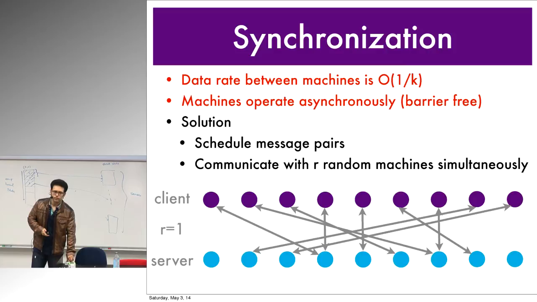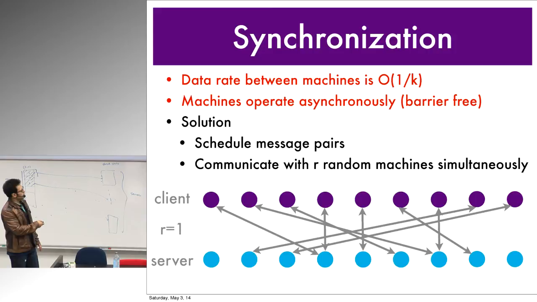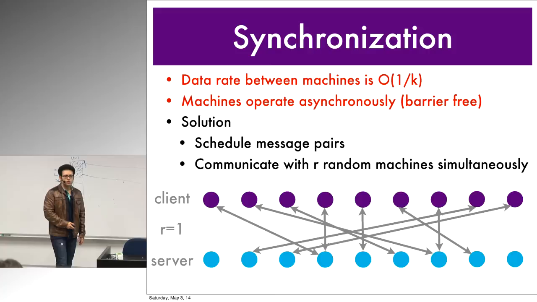So at a given snapshot, if I look at the system, this is a communication pattern. This guy is talking to this server, this guy is talking to this server, and so on. What's the problem here that you observe? What is the inefficiency here? Yeah, someone talk. Some servers are not, all servers are not used.